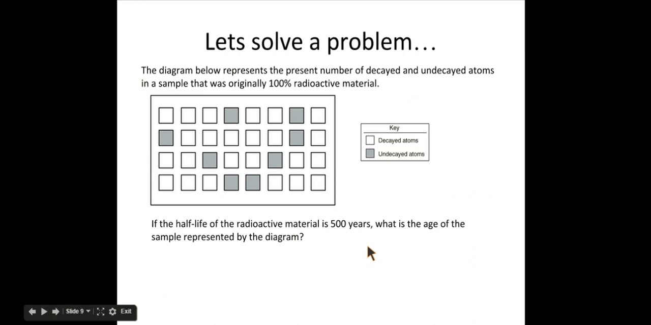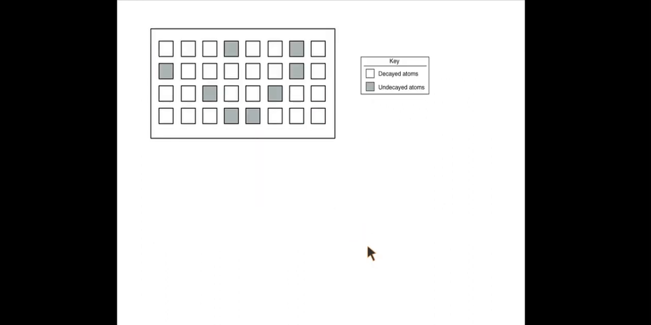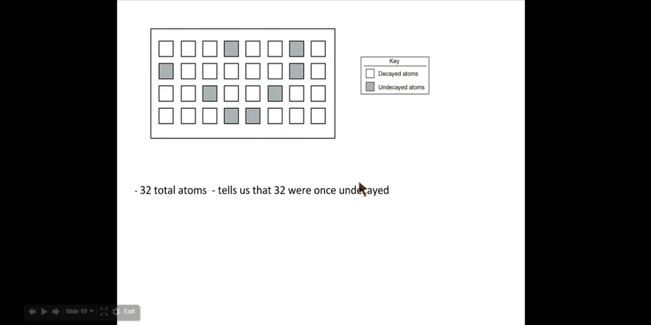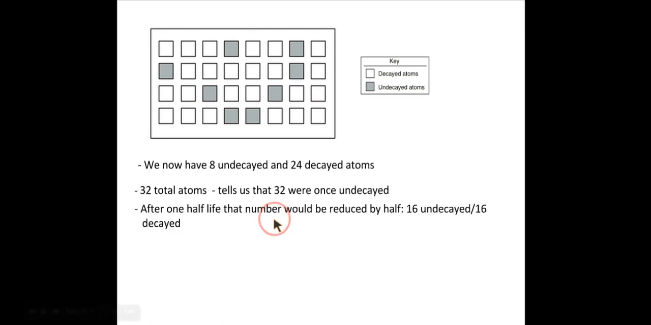So in this diagram, you're actually going to have to work backwards a little bit. If we were to count up these boxes, these atoms, there are 32 total atoms. So that tells us 32 were once undecayed. It said it was 100% undecayed at one point. So I need to figure out, how did I get from 32 to where I am now? So I need to know how many decayed and how many undecayed do I have. We now have 8 undecayed and 24 decayed atoms.